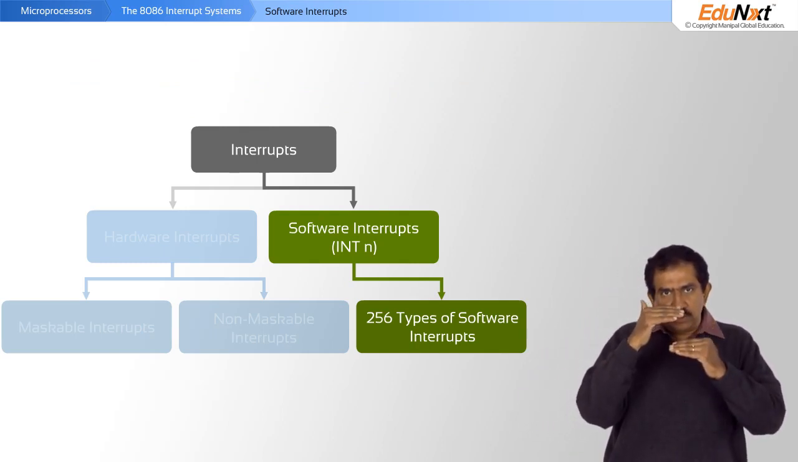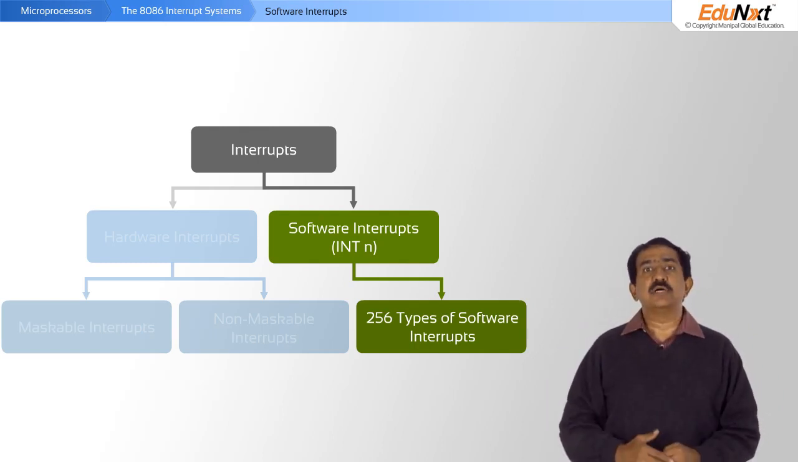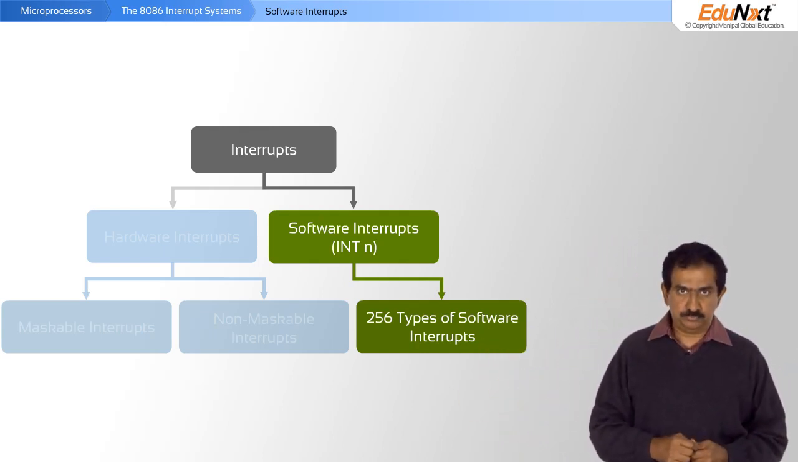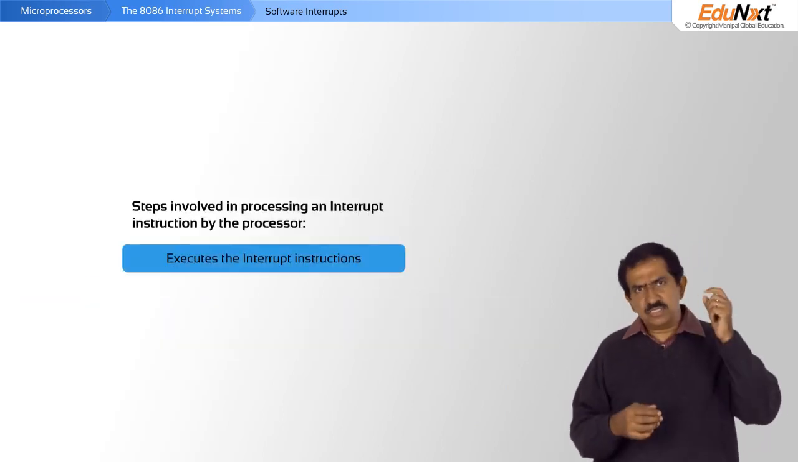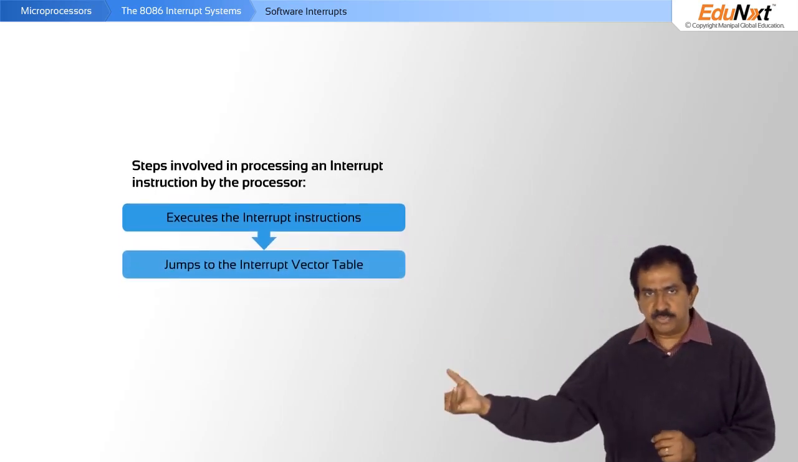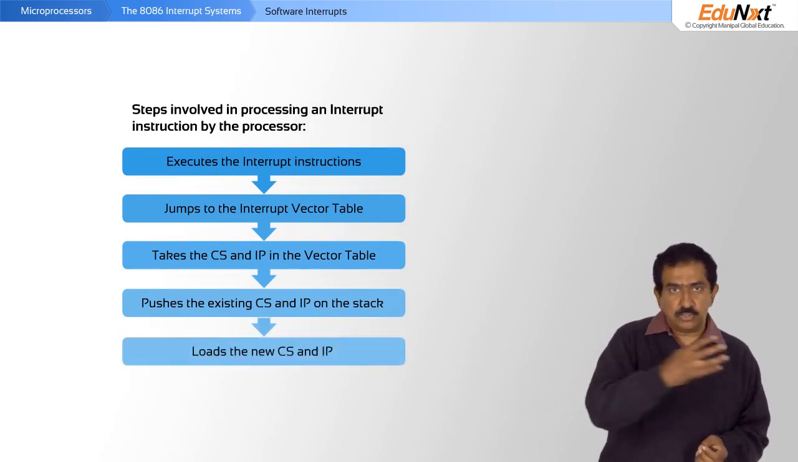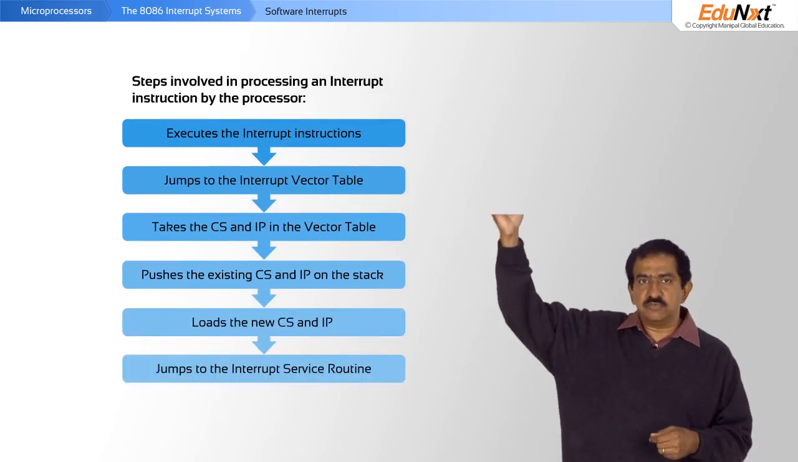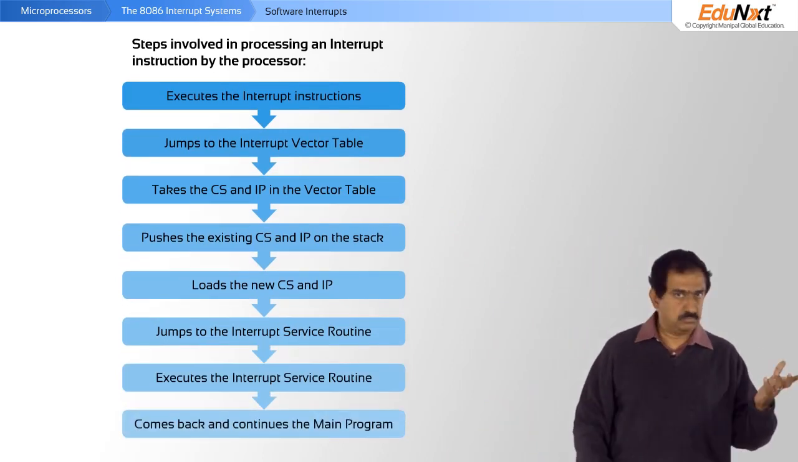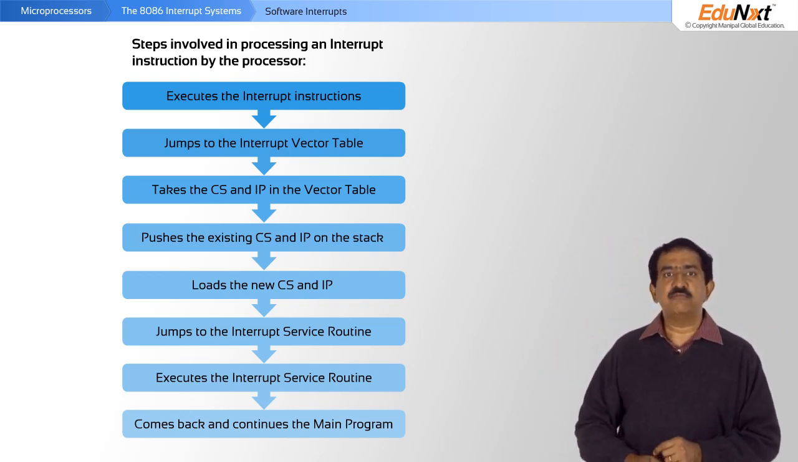Locations 00, 001, 002 and 003, these 4 bytes, contain the interrupt vector address for interrupt type 0, and so on and so forth. As soon as the interrupt instruction is executed by the processor, it jumps to the interrupt vector table, takes the CS and IP addresses, pushes the existing CS and IP onto the stack, loads the new ones, jumps to the interrupt service routine, executes it, comes back, and continues with the main program. You remember the procedures and macros, a similar operation here, but this time for interrupts.